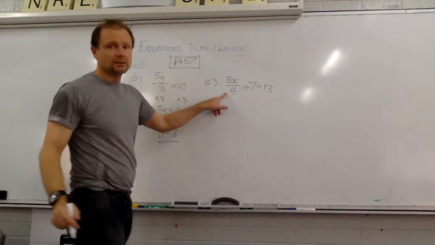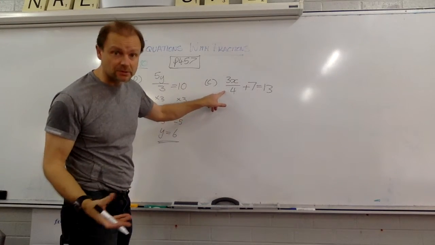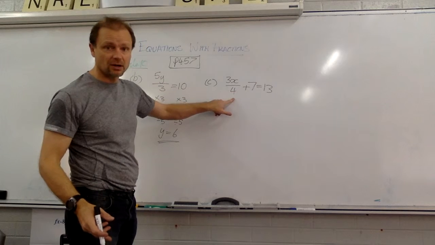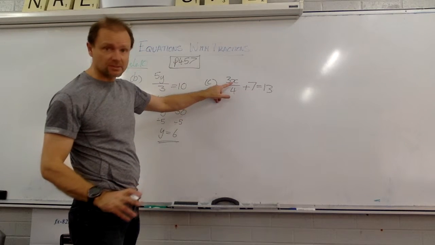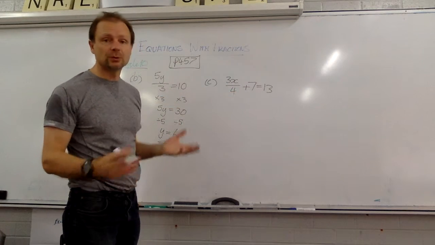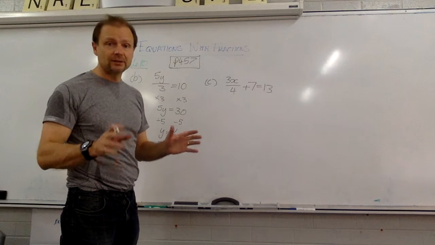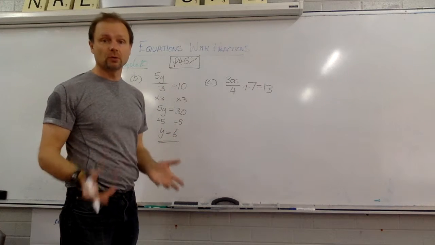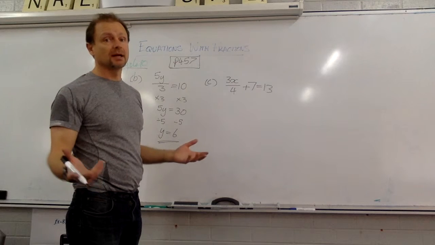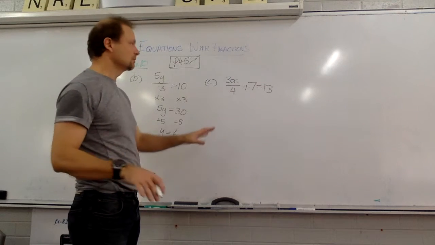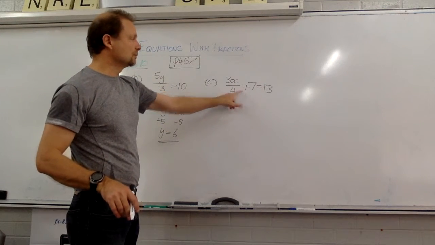Solving this one. Again, now there are 3 numbers. 1, 2, 3 on this side. We don't want them. We just want the x. We want to get rid of all these numbers. But which one do we get rid of first? And it's really, really important. If you don't get rid of them in the right order, you get the wrong answer. Simple as that. 0 marks. Fail. Okay. So we want to get rid of one of these numbers.